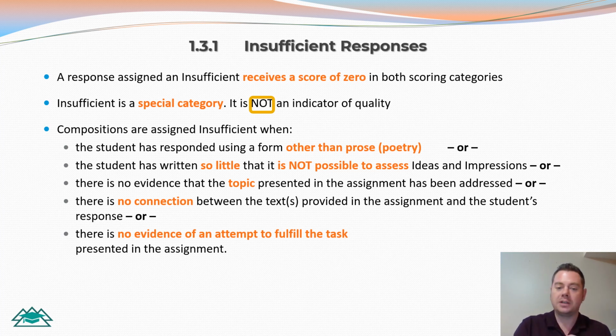Now, if you respond using a form other than prose, which essentially means you're told you can write any type of response other than a poem, and you're going to write a sonnet, you'll get a 0. Okay? If you've written so little that it is not possible to assess ideas and impressions, then you'll also get an INS. Now that means like you write a single paragraph for your personal response, you're probably getting a 0. You've got 6 hours to write 2 assignments. I mean, come on. There's no evidence that the topic presented in the assignment has been addressed, so you're asked a question and you choose not to answer the question at all, you get a 0.